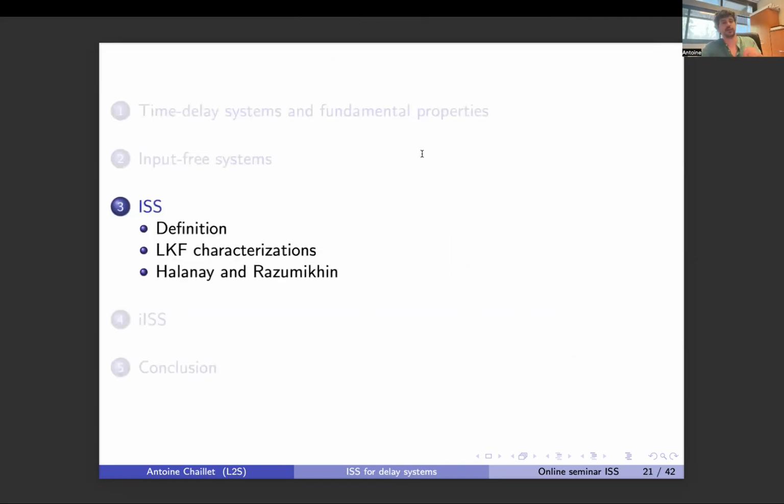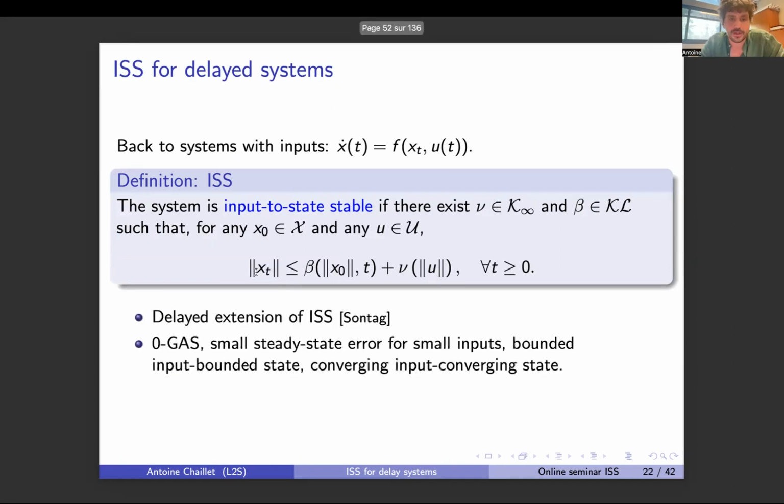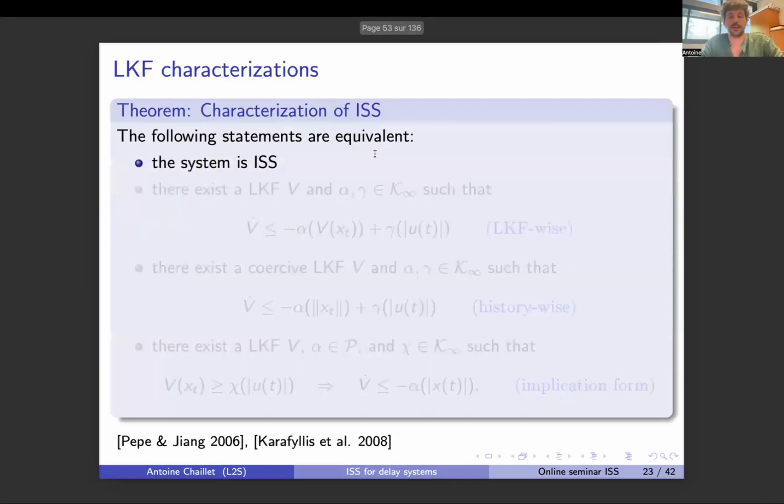All right, so let me move to ISS. So ISS, here again, no big surprise. It's really exactly the original definition by Eduardo. The only difference are the norms, of course, because I need to take the sup norm everywhere on X0 and on XT. And just like in finite dimension, it has very interesting properties because it not only induces global asymptotic stability for the input-free system, but also a small steady state error for small inputs, a bounded input, bounded state property. And also when the input U converges to 0, you're sure that the state will eventually converge to 0 too. Okay, I think I don't need to convince you of the power of ISS here, but it was worth mentioning.